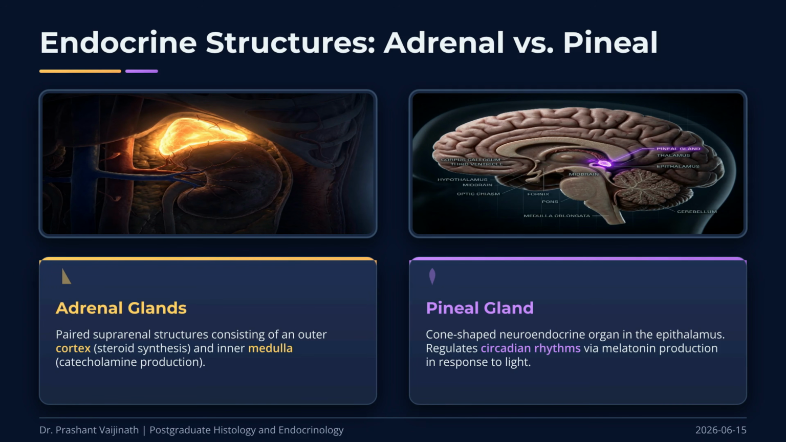The pineal gland, on the other hand, is a small neuroendocrine structure located within the epithalamus of the brain. It secretes melatonin, a hormone that regulates biological rhythms and the sleep-wake cycle.